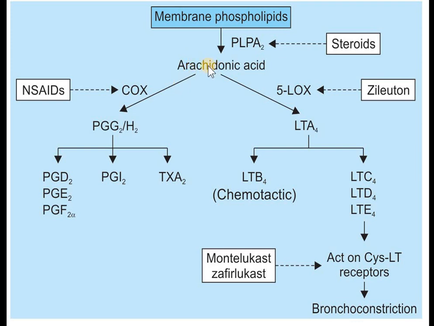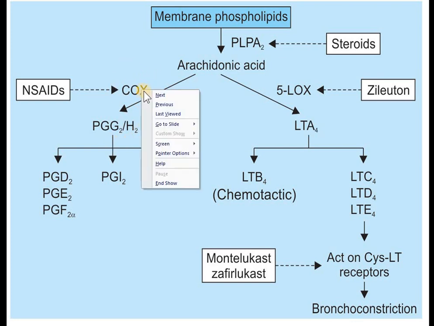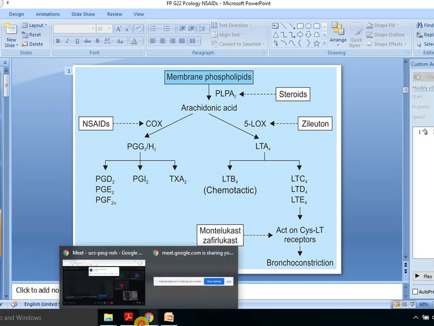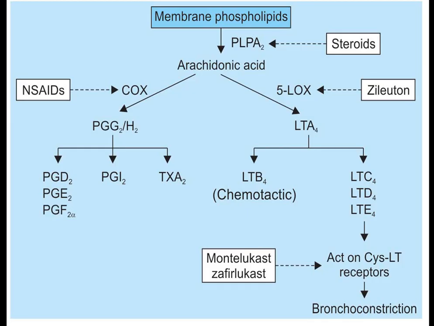So first, arachidonic acid, on the one hand, will be converted into prostaglandins by the enzyme known as COX. COX is nothing but cyclooxygenase. On the other hand, it will be converted into leukotrienes. So this arachidonic acid will be converted into prostaglandin by cyclooxygenase.